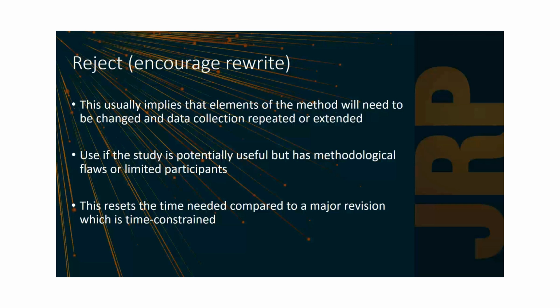And when they're ready, when they've changed all of the details of the method or whatever they needed to change, they can submit as a new manuscript, and then we'd have a look at it through the whole peer review process again. So that's an important distinction. A major revision is something they can feasibly do and change. A reject and an encouragement of a rewrite is something that's going to take quite a long period of time and will involve changing something about their method inherently.